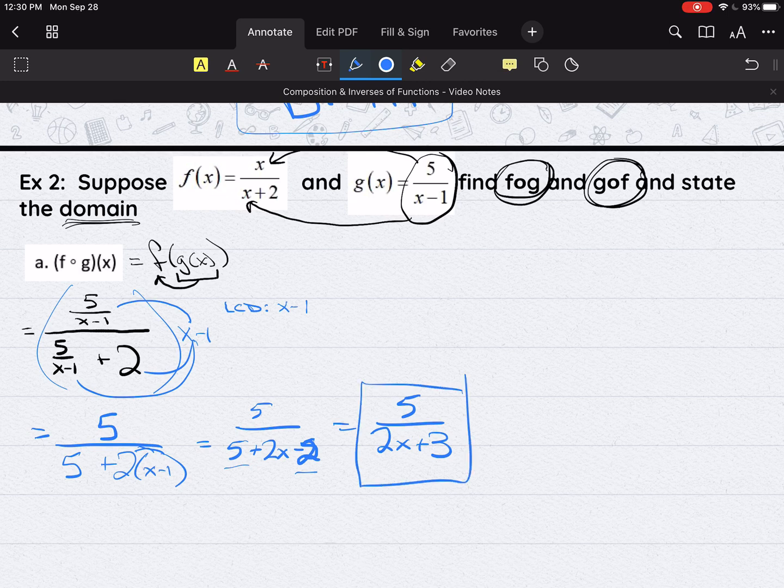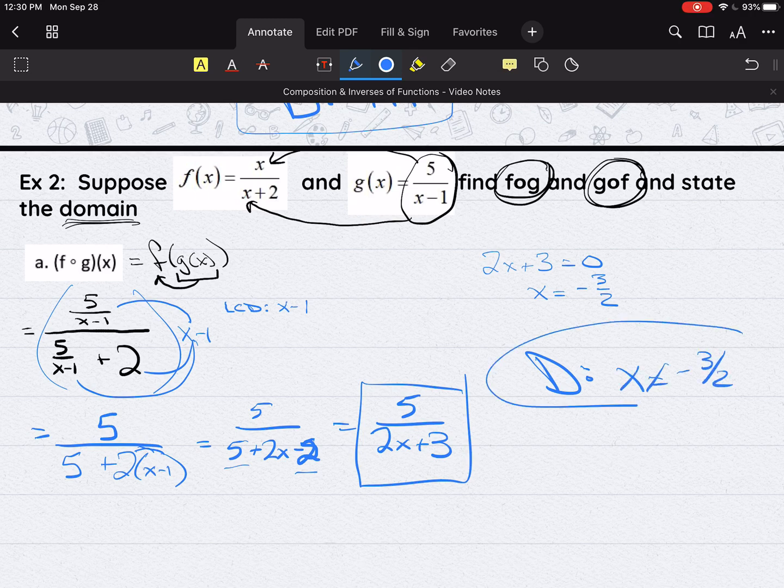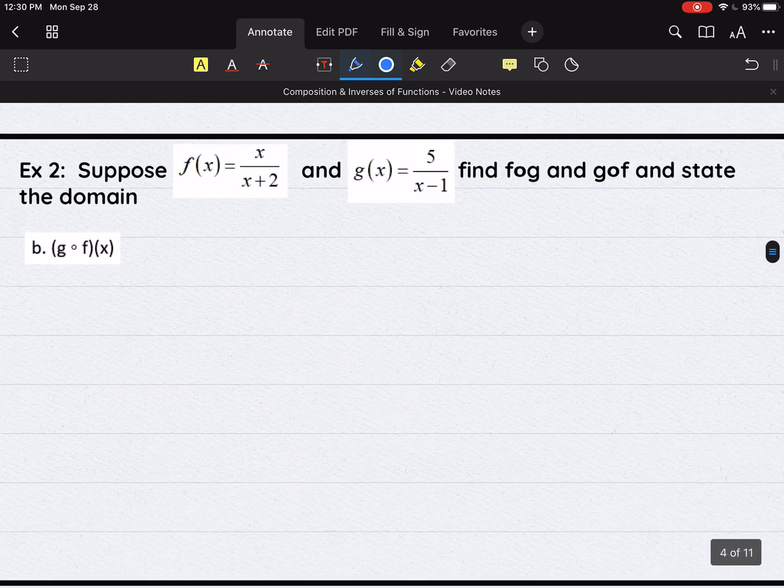Now it asks me to find the domain of this. So with rational functions, my denominator can never equal 0. So we want to figure out the x value that would make the denominator 0. Setting the denominator equal to 0, subtract 3, divided by 2, I would get negative 3 over 2. So my domain is all of my x values except negative 3 over 2. Now going the other way.